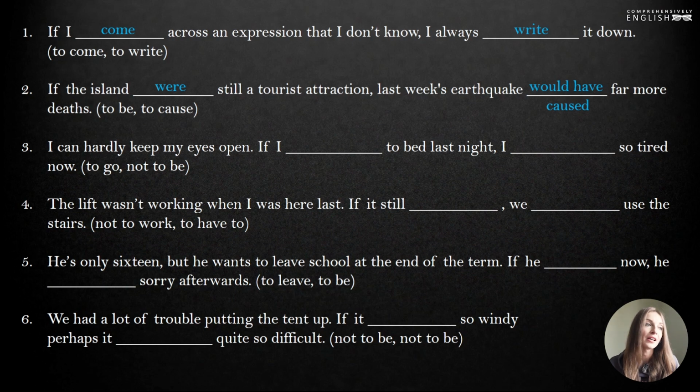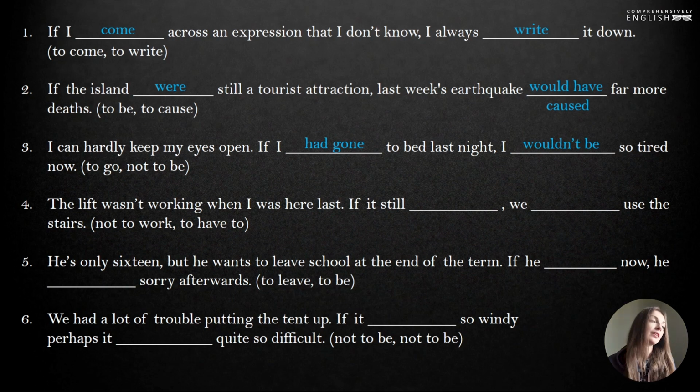Number 3. I can hardly keep my eyes open. If I had gone to bed last night, I wouldn't be so tired now. In this example, we also have a mixed conditional sentence, but it's different. Here, vice versa, we have the condition in the past and the result of it in the present. I would not be tired now if there and then, last night, I had gone to bed, but I didn't. So the condition is unreal and in the past, the result is unreal and in the present.